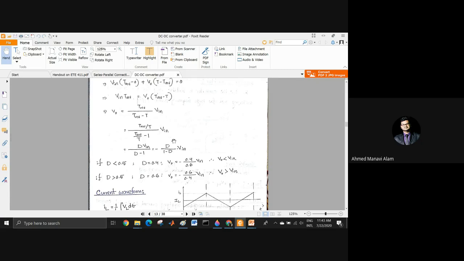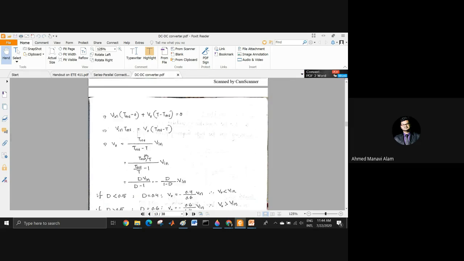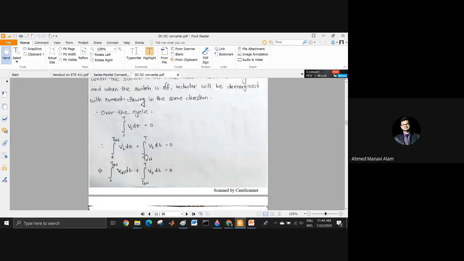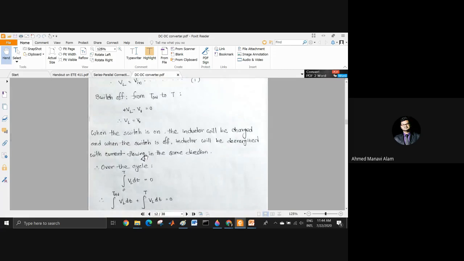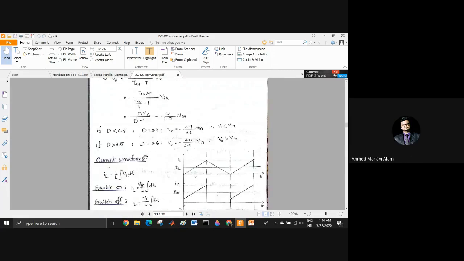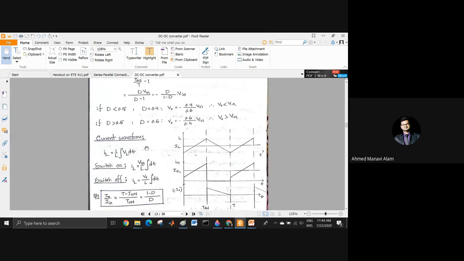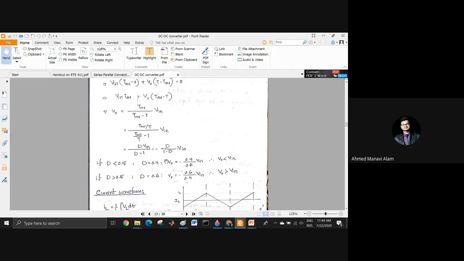Do you guys have any questions related to this buck boost converter derivation? Has everyone understood? Yes sir, we understood. Okay. Now comes the interesting part, the wave shape of the current. Wave shape of the current. Okay, now we will draw the wave shape of the current.